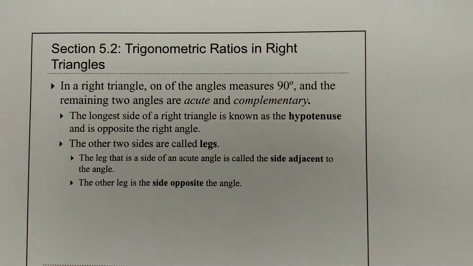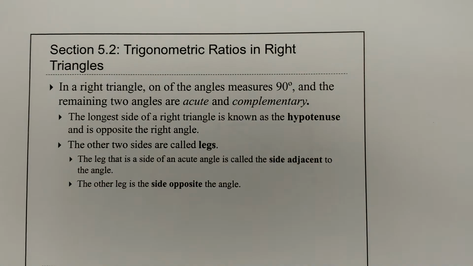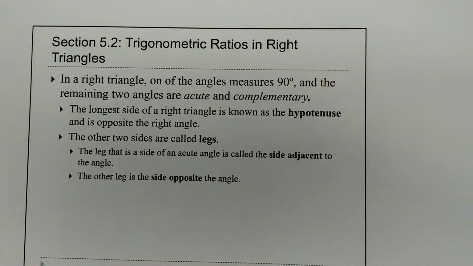So this is where we switch to 5.2. In a right triangle, lots of typos today, that should be: one of the angles measures 90 degrees, and the remaining 2 angles are acute, and they're also complementary. So they're both less than 90, and if you add them up, they equal 90. So that's what complementary means. The longest side is referred to as the hypotenuse. The other 2 sides are called the legs.